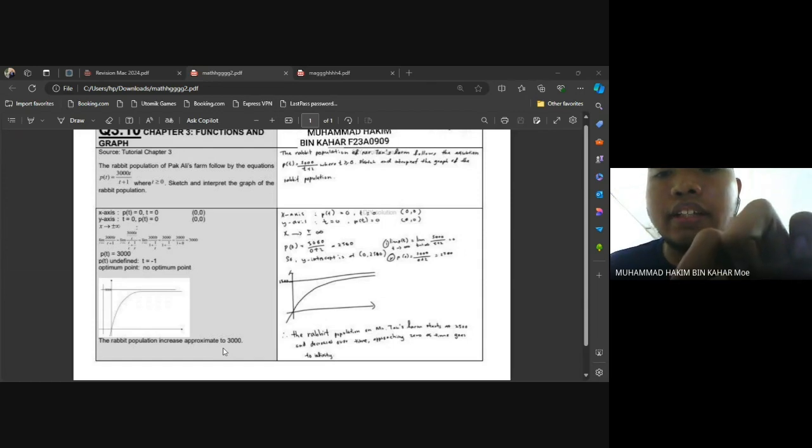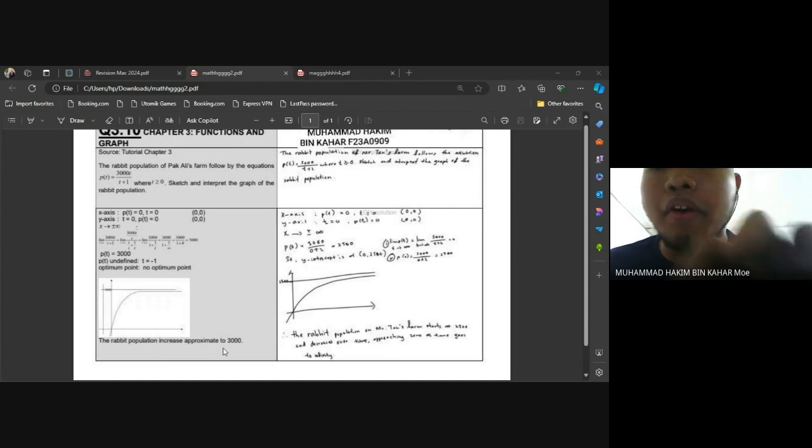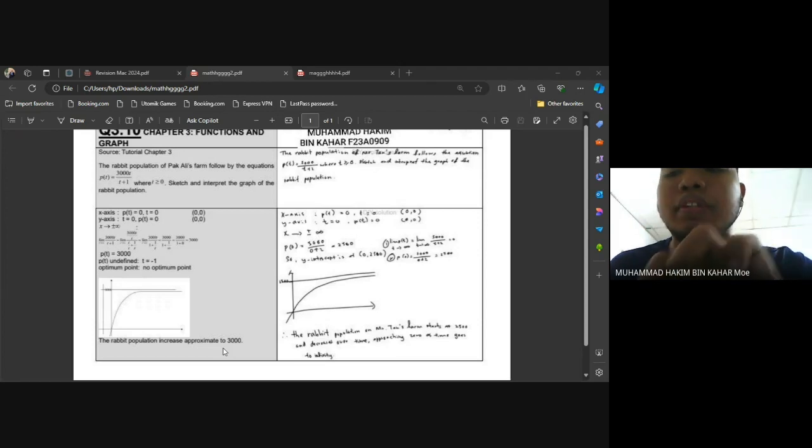The answer: the y-intercept is at 2500. The rabbit population on Mr. Ali's farm starts at 2500, and this crashes over time, approaching 0 as time goes to infinity.